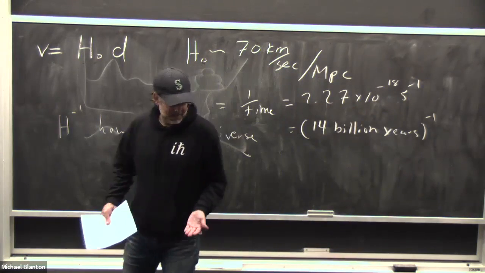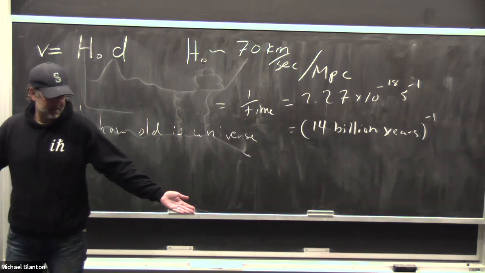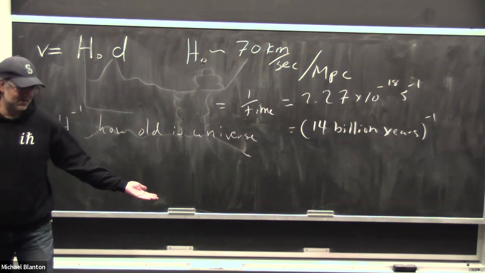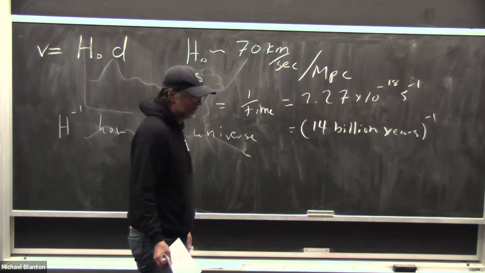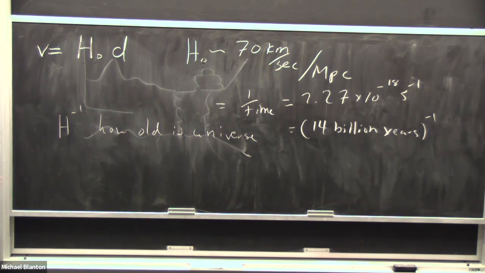Because fundamentally, if you take lambda CDM and you use the SH0ES value and you use the Planck value, you're going to get two different ages of the universe. Significantly different, right? It'll be a 5 sigma difference, right?